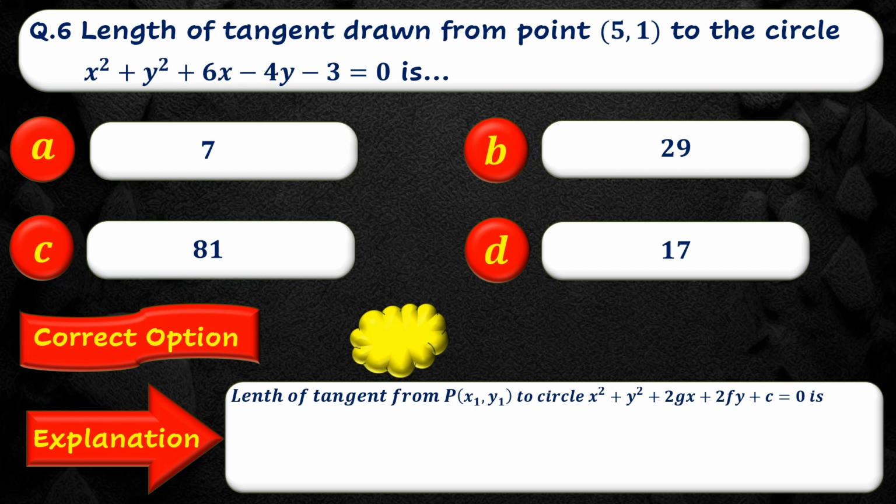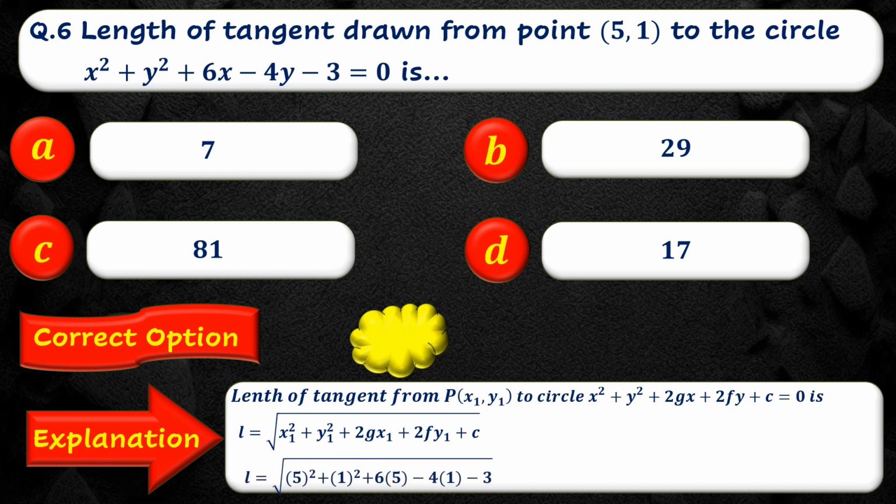Length of tangent from a point P x1 y1 to a circle x square plus y square plus 2gx plus 2fy plus c is equal to 0 is this. Given point is 5, 1, we call it x1 y1. We replace the values of x1 y1 and we get, after simplifying, the length of tangent to be 7. Therefore correct option is option A.